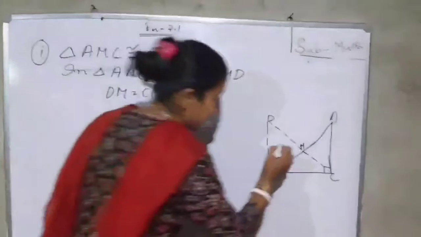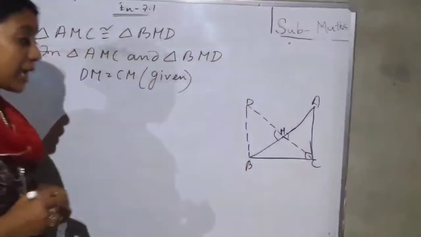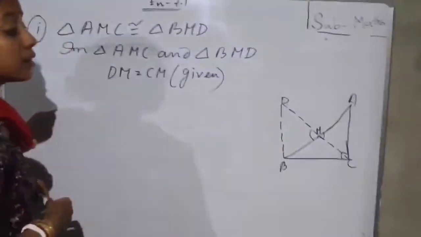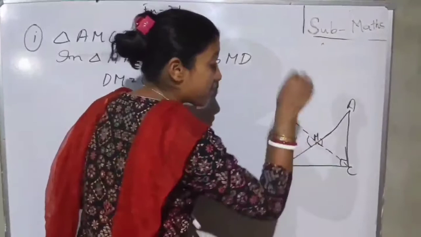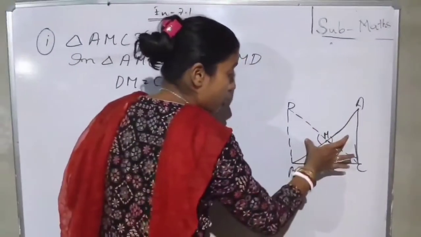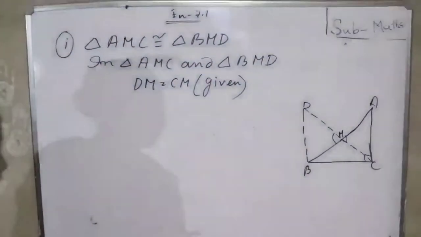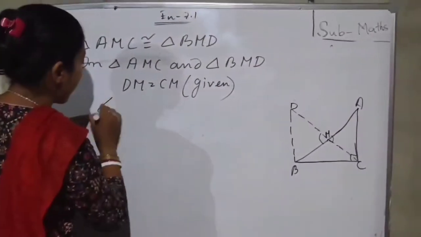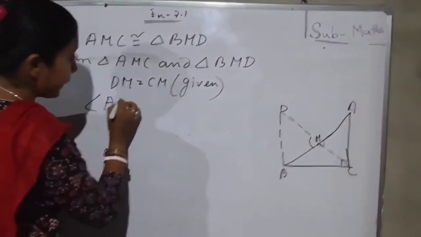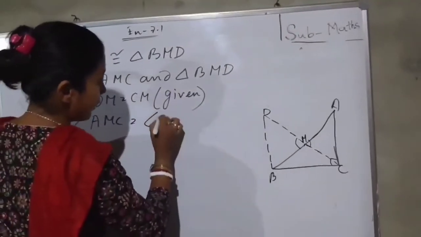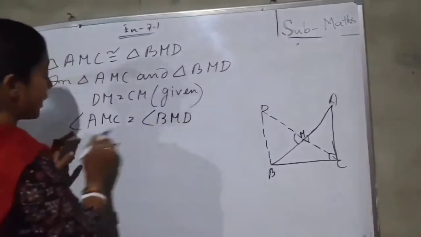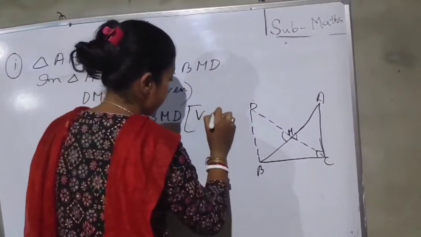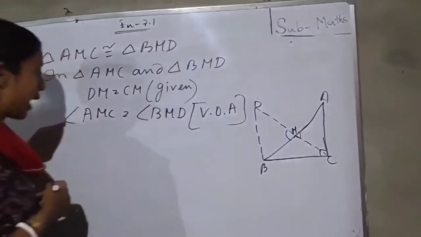Now you see, this angle and this angle is equal, right? Why? These two are vertically opposite angles. Since AB and CD are intersecting at the point M, these two angles formed will be vertically opposite angles. We have studied this in chapter 6, remember? So we will write angle AMC equal angle BMD, since they are vertically opposite angles.